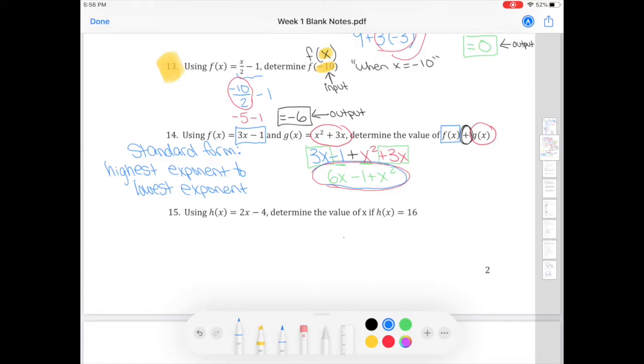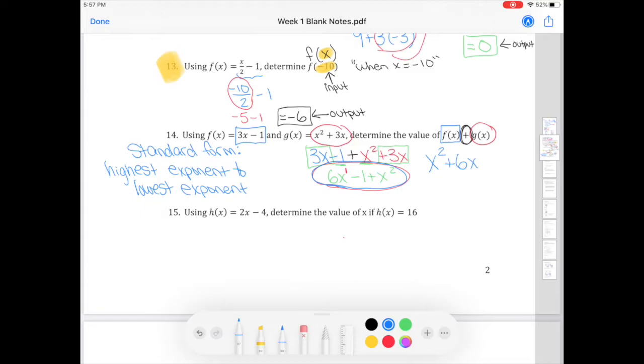Okay, so this one is not highest to lowest exponent form. That's what I need to do just to fix this. If you put this as your final answer, that's fine for now. You're going to need standard form later on in the course. That's why I'm showing it to you now. So the highest exponent here is my x squared term, so I'm going to write that one first.